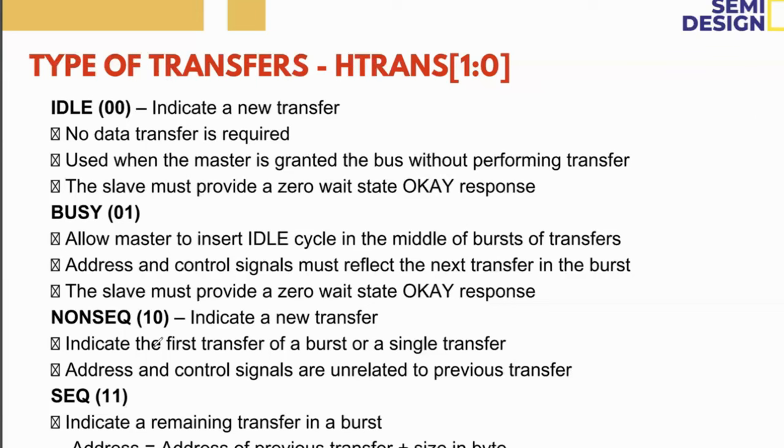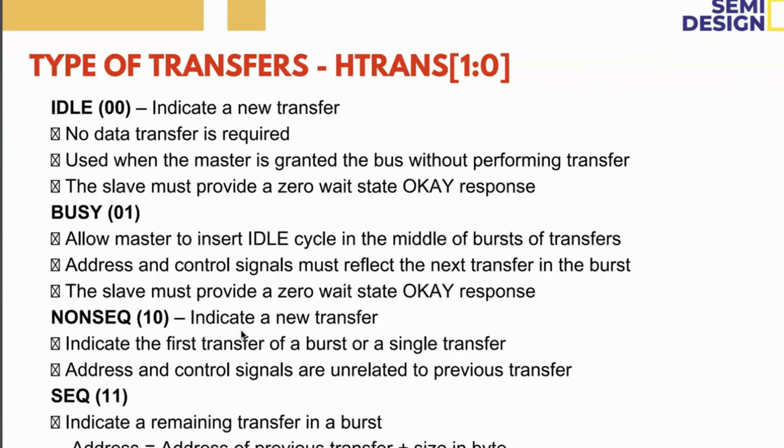Yes, ma'am. So single transfers on the bus are treated as bursts of length one, and therefore the transfer type is the non-sequential type. Sequential is related to the previous transfer's address. Based on whatever burst length we are taking, like 4 or 8, it will increment accordingly in a sequential manner.